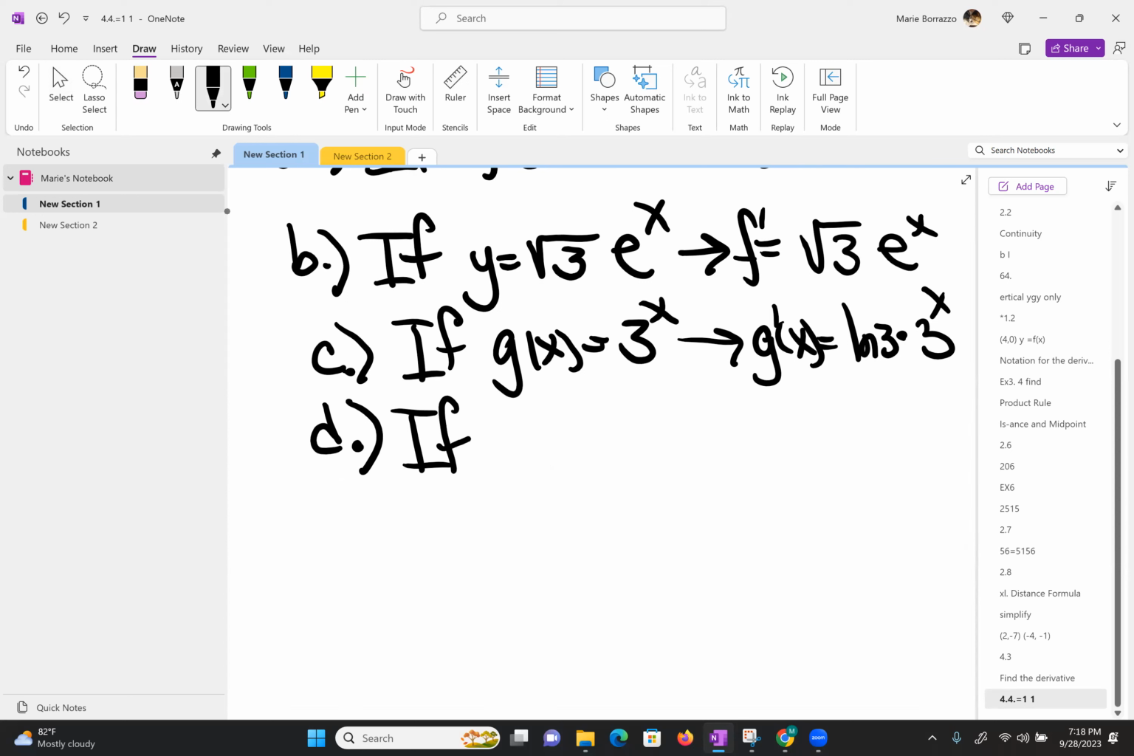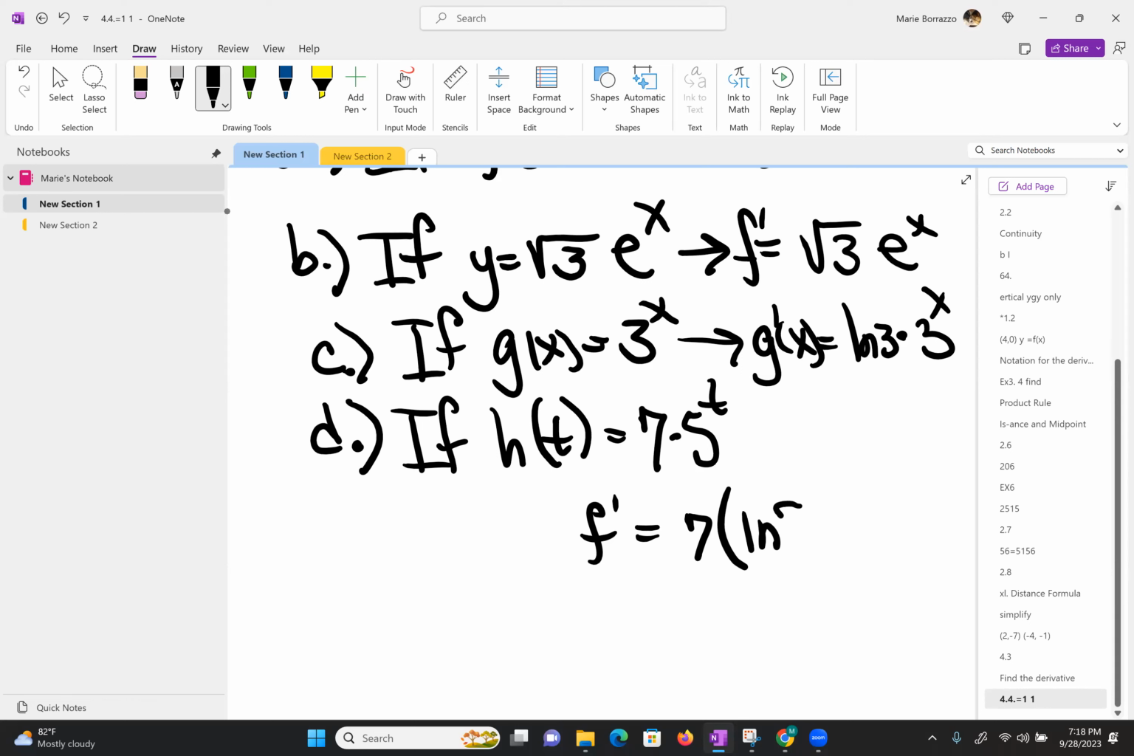The fourth example I'm going to share with you is if you have some function h of t, and I say to you the equation is 7 times 5 to the t, then the first derivative is simply going to be 7 times the natural log of 5 times 5 to the t. And again, these are derivatives. They're constants. They're patterned. So those are four really good examples of that. Let me see if I can get you another set of examples. Oh yeah, I definitely want to show you these.